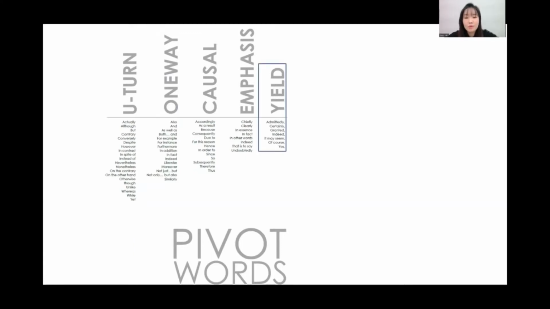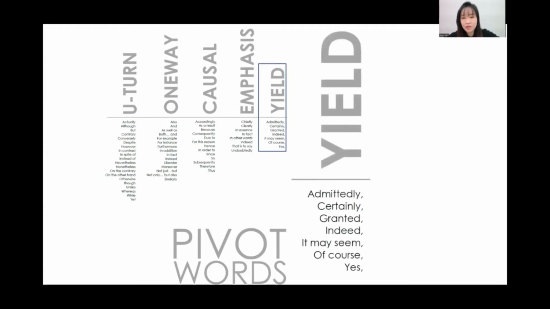But today, we want to focus on the yield pivot words. So let's take a look at those words together. Admittedly, certainly, granted, indeed, it may seem, of course, and yes. So how are these words used in sentences or in passages? Let me give you a sample sentence. It goes something like this. Certainly, animal testing may seem cruel and harmful to the animals. However, they save millions of human lives every year.